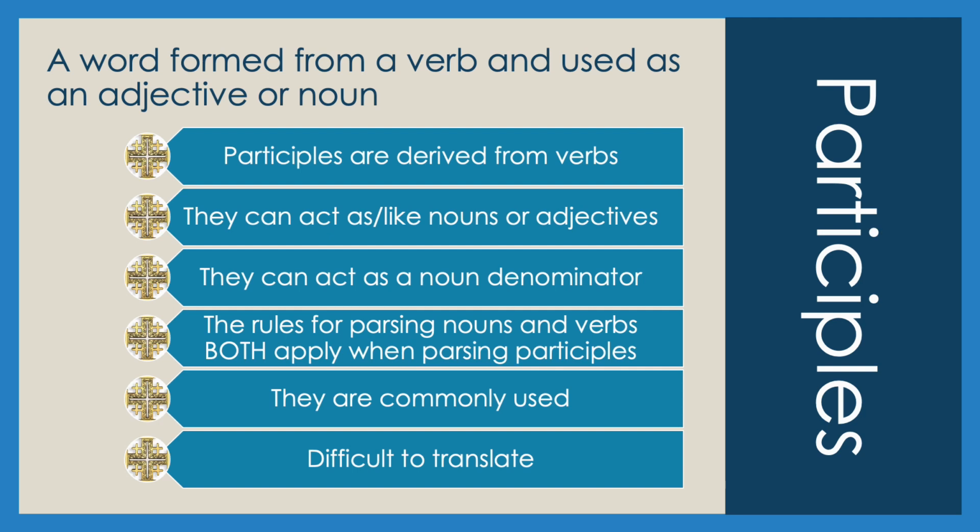Because they are both like nouns and adjectives and they are like verbs, both sets of parsing rules apply. We've got to therefore work out 6 things when we look at a participle. This means that they are often quite difficult to translate, and that's good really, because it means that we can find out something from the Greek that is difficult to find out just by looking at the English translation.